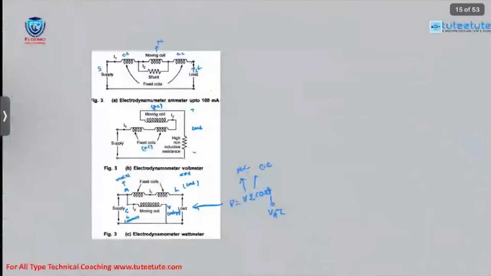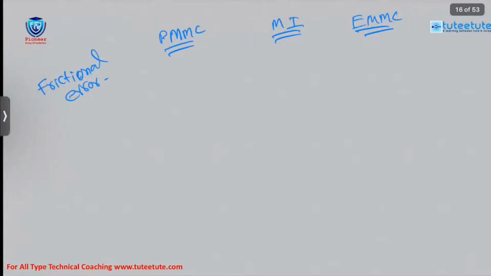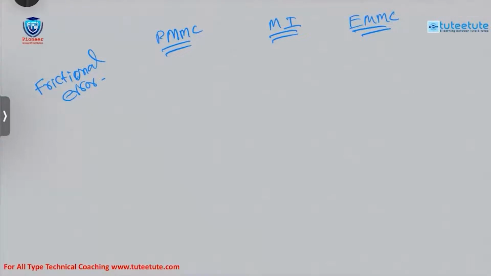So overall, if you compare, the frictional error is more in PMMC and less in moving iron. In the dynamometer it is also more than PMMC and moving iron. Why? Because in a dynamometer type, we are having more weight in the moving mechanism. Okay, that is about frictional error.